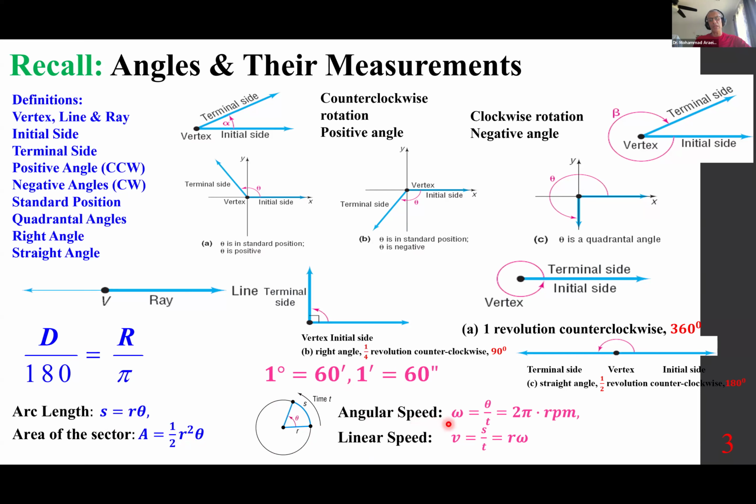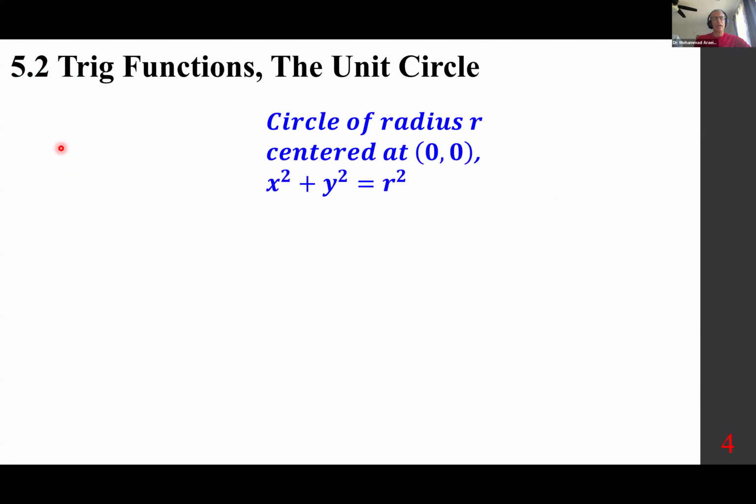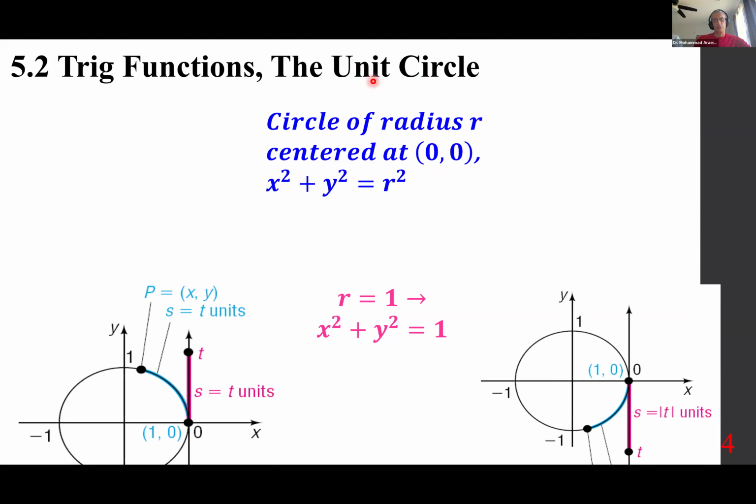Angular speed, omega, is theta over t, or 2 pi times r p m, or s. This last one, m, is minutes; it could be seconds, could be hours, units of time. Linear speed, v is s over t, which becomes r omega. So this is the synopsis of what we've learned. And now, a circle of radius r with the center at (0, 0) has the equation x squared plus y squared equals r squared. When r is 1, it gives rise to what we call a unit circle.